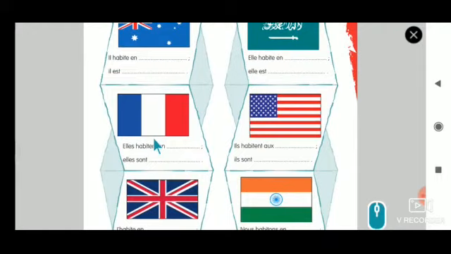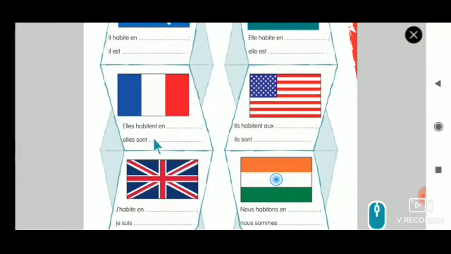So hope everyone knows this. So this is the flag of France. Okay, so elle habite en. So the first thing is habite. Habite means live. So as I said before, the country's name should be coming here and then the nationality. So elle habite en France. So here it is given in feminine plural. So what is for feminine?